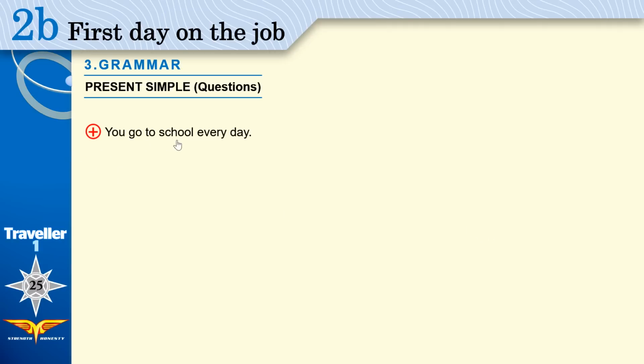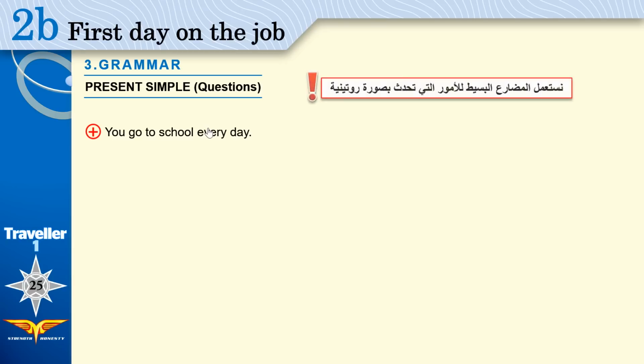Look, you go to school every day. This sentence is in the present simple. It's affirmative. We use present simple when we talk about routine, something that happens every day or every week or every month, something that happens normally, like a routine. When we use he, she, or it, we say goes. We learned that. He goes to school every day. He, she, and it, we add s to the verb if it's affirmative.